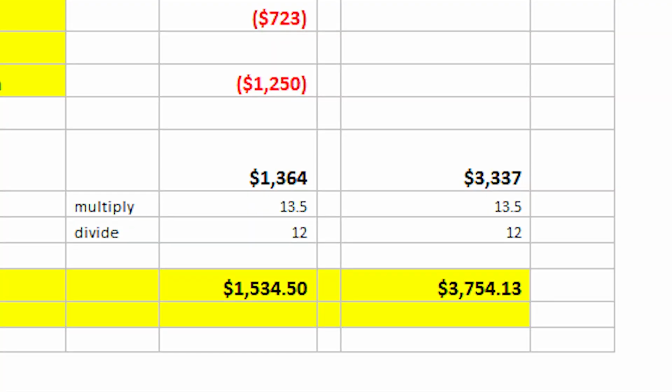You are going to take that 1,364 and that 3,337, and you're going to multiply it by 13.5 months, because you're giving yourself an extra 1.5 months, and then you're going to divide it by 12. Once you do that, it inflates up to 1,534, and that 3,337 goes to $3,754. That now is your spectrum.